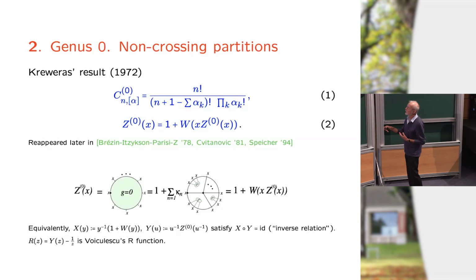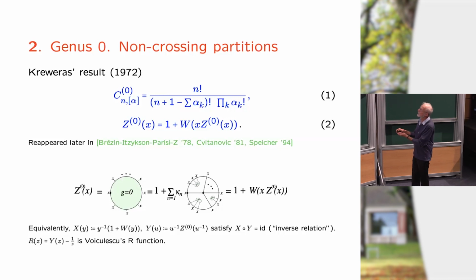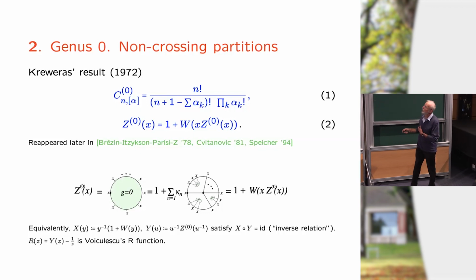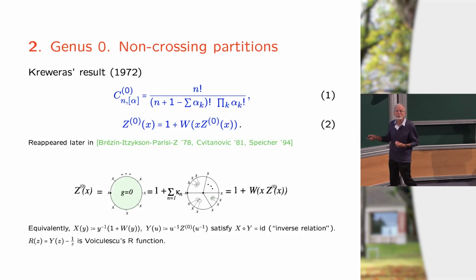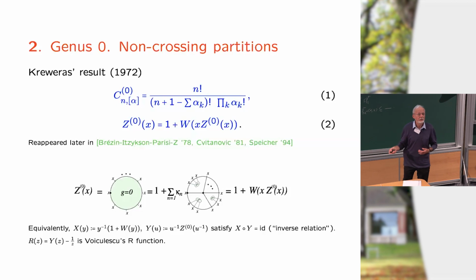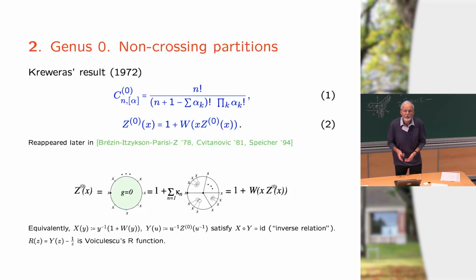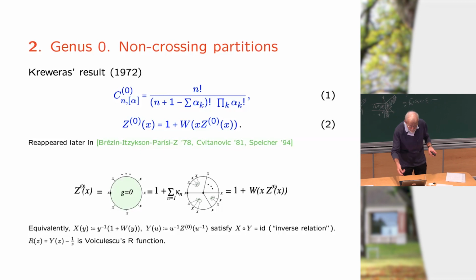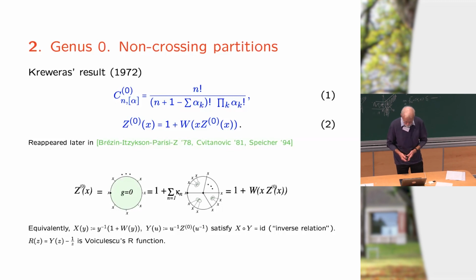And a related thing is that if you introduce the function y in which you remove the first term, 1 over u, then this function here is what is called Voiculescu's R function, and it has nice additivity properties for free variables. Anyway, this is not something new, and I'm going to return later to this inverse relation. So I wanted to show you that now.